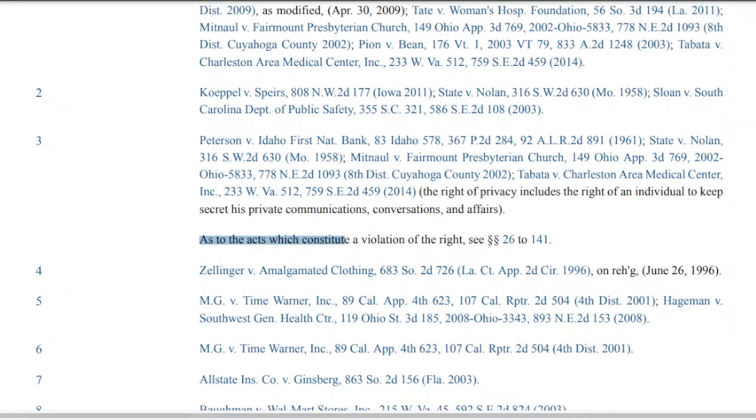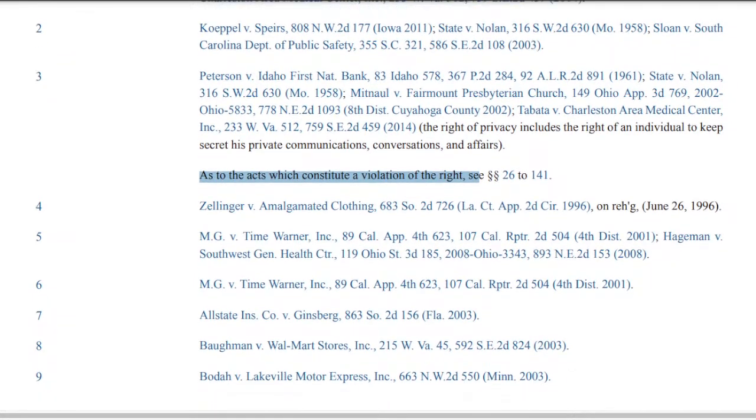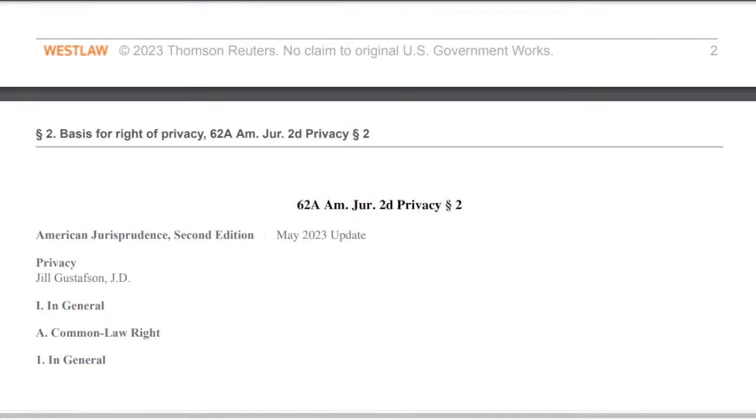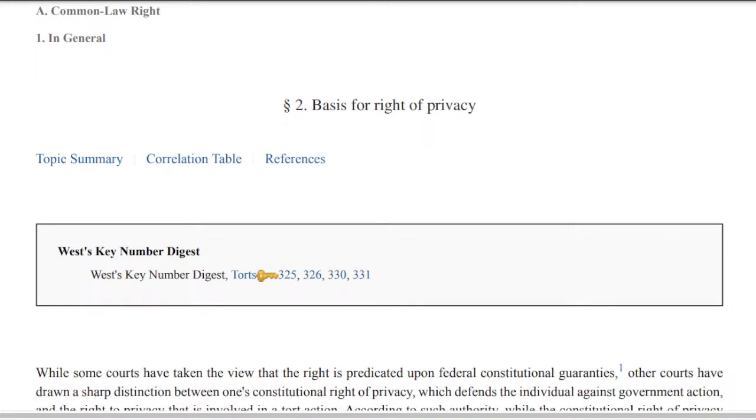As to the acts which constitute a violation of the right, see sections 26 to 141, which we'll be going over partial parts of soon. All right, let's continue down so we can make it through this. Let's look at the basis on section 2 here, basis for the right of privacy.